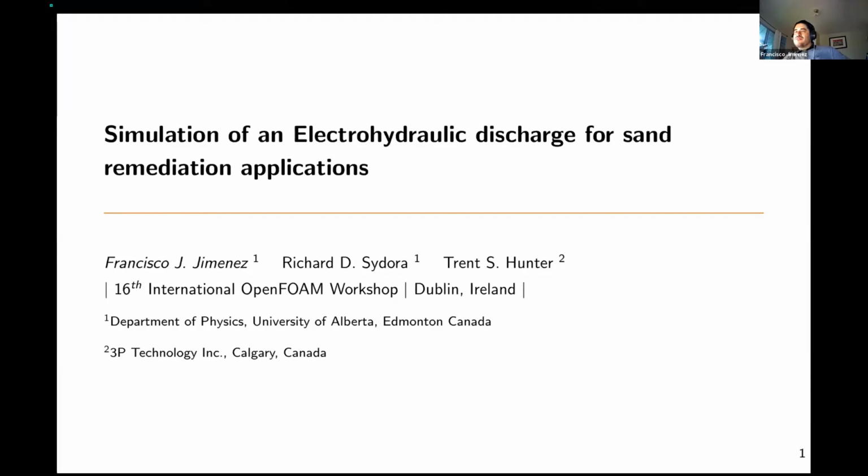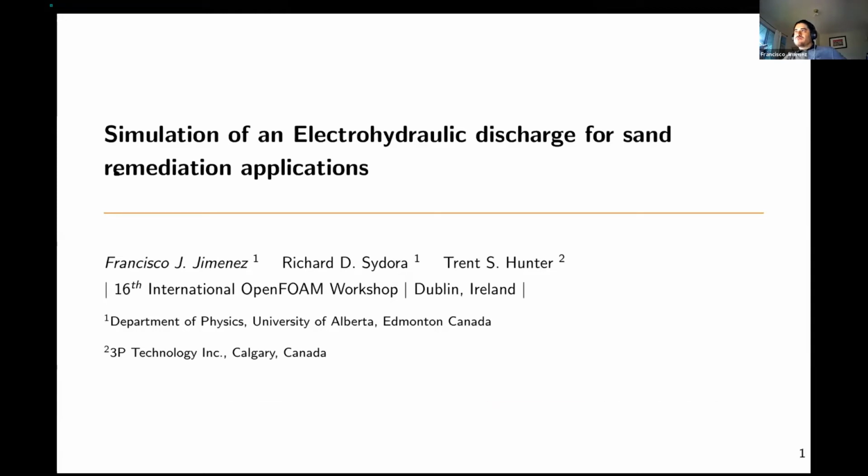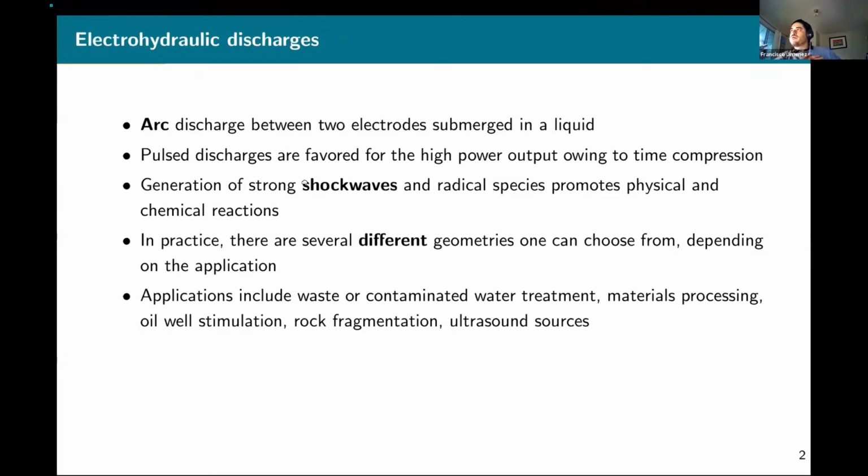First, I want to thank the organizing committee for giving us the opportunity to present our work in this conference. The objective of this talk is just to give a brief overview of the work we are doing at the University of Alberta, the Faculty of Physics, in collaboration with 3P Technology. We are working with an electrohydraulic discharge, which we can define as an arc between two electrodes when at least one is submerged in liquid. Most of the time both are submerged in liquid.